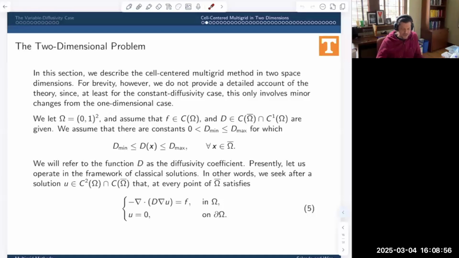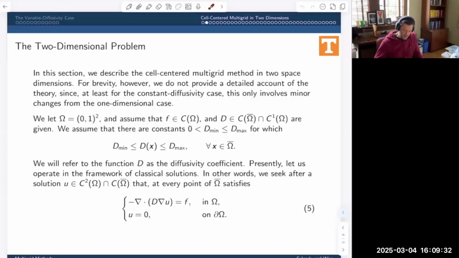I'm going to break this section down into 2 subsections. The one subsection is going to be on the constant diffusivity case, and this will be the analog to what we talked about in the one-dimensional case. And then we'll go into the variable diffusivity case, which is the analog of what we just covered over here, but in 2 dimensions. Let me give a fairly general description of the problem that we want to solve, and then we'll specialize at first.